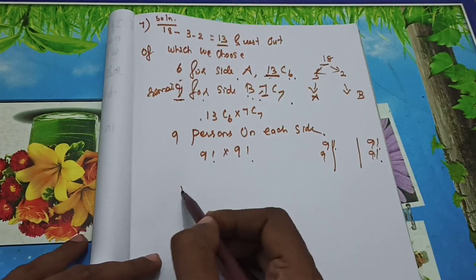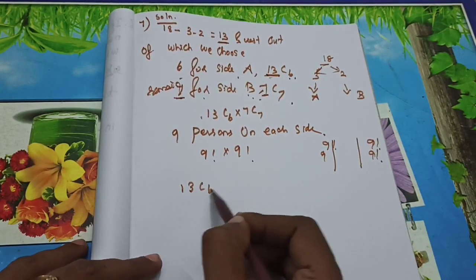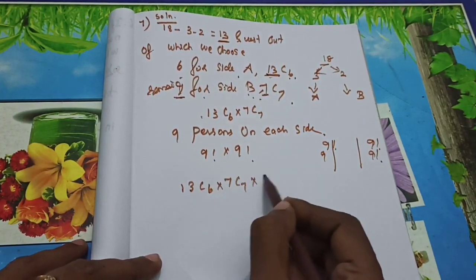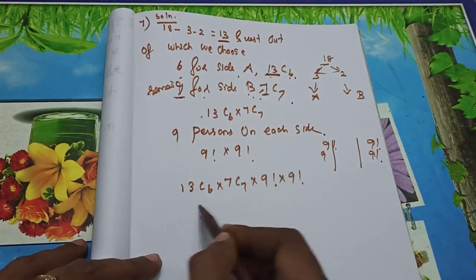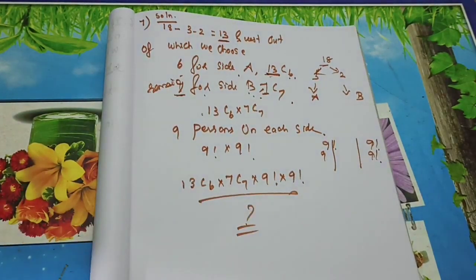So totally how will you find? 13C6 into 7C7 into 9 factorial into 9 factorial. If you simplify this one, you will get the answer. Will you do it? Okay, you need to do. Everything I have completed. You need to take the notes. That's all. So how will you write? Totally 18 must be there.